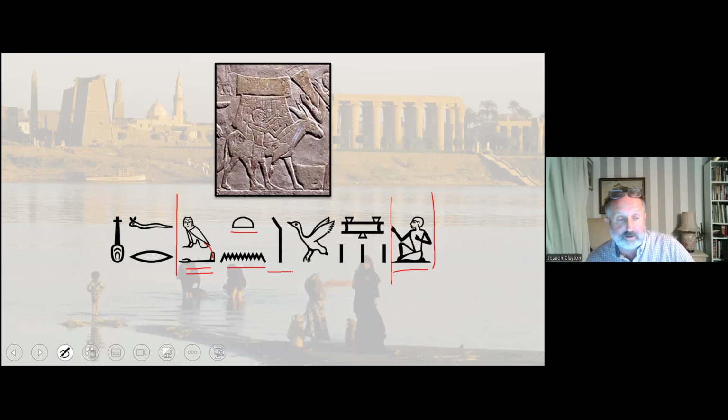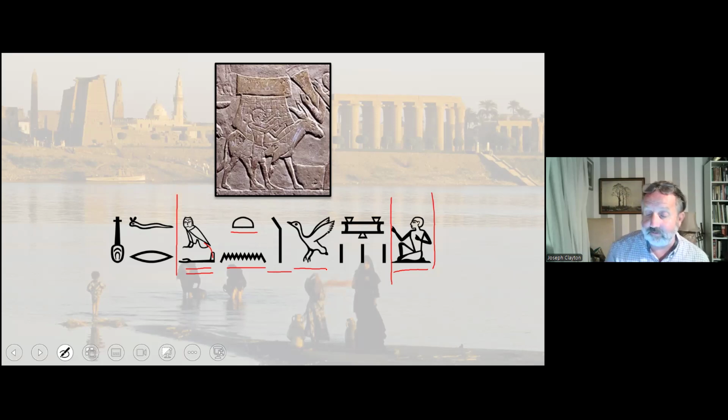Now this is the problem with it. Every time a scribe writes a throw stick in a word for 10, he just can't help himself. He has to draw a bird as well. This is just a convention of writing. If you draw a throw stick, you've virtually always got to draw a bird as well. So this word only reads meten.